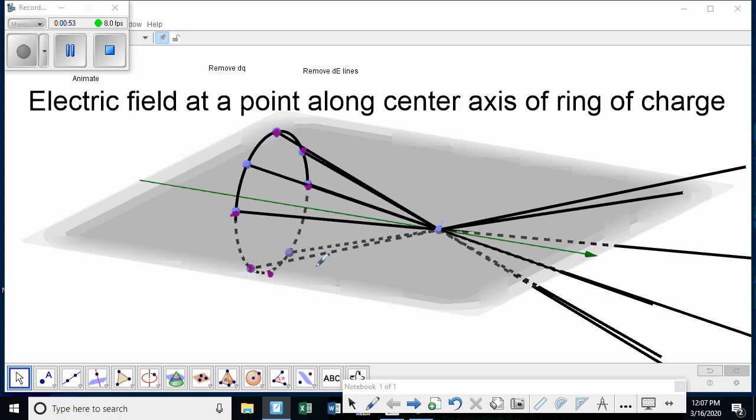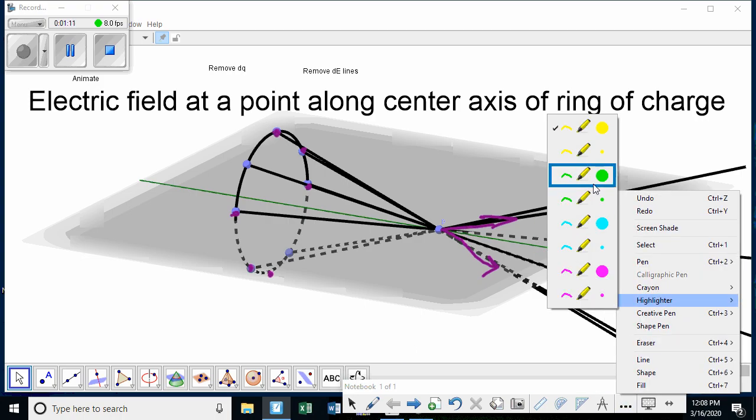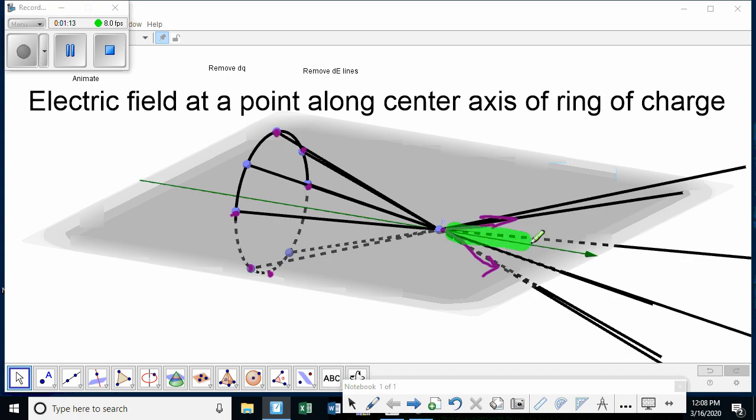The contribution from this little charge down here would be sort of up in that direction. A contribution from a charge up here would be kind of down in that direction. And when I add those two vectors together, it looks like I'm only going to need to consider the electric field in the x direction along this axis. All the components of the electric field in what we'll call the y direction are going to cancel out. So that's going to simplify this a little bit because of the symmetry.